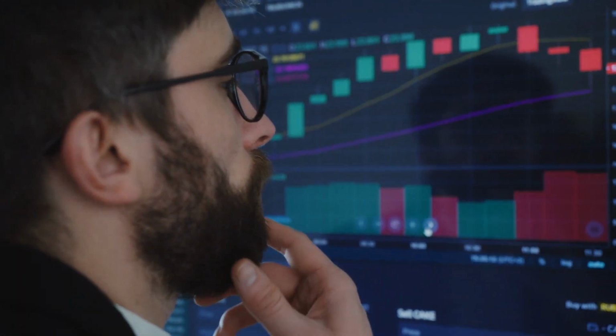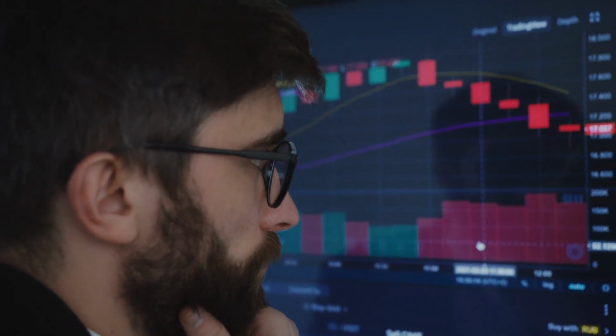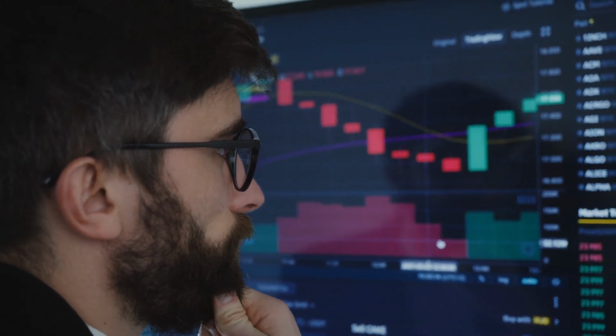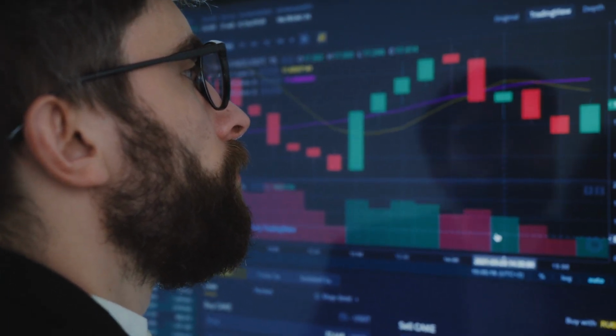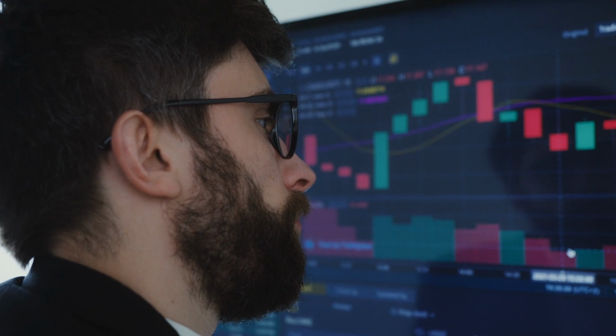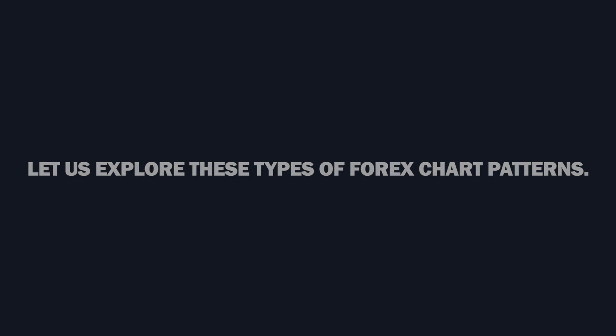Of course, there is no tool that can tell you with 100% certainty what is going to happen in any market. As traders, we try to identify hints that, when aligned, show us potential market directions. When clear Forex trading patterns arise, they are accurate more often than not, but they can also fail. So, trade responsibly and use risk management tools. Let us explore these types of Forex chart patterns.